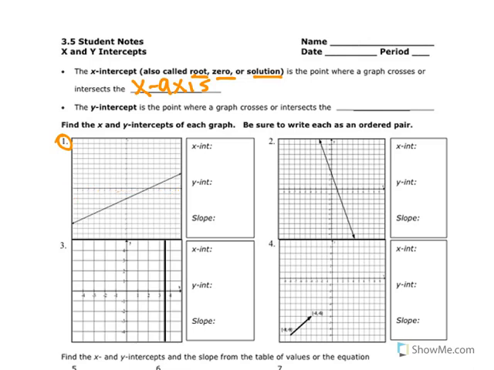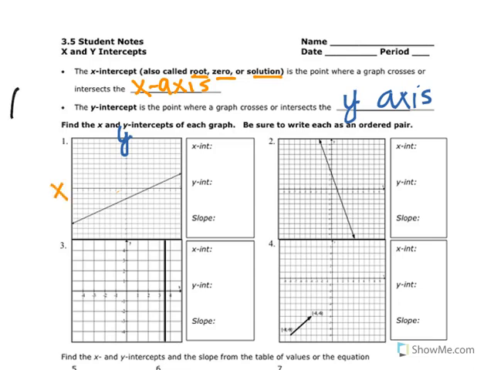Okay, now if the x-intercept is where it crosses the x-axis, what do you think the y-intercept is? The y-intercept is where the graph crosses the y-axis. So your y-axis is right here, it goes up and down, and it's going to cross right there. So we're going to label those, the x-intercept and the y-intercept, and use a coordinate pair.